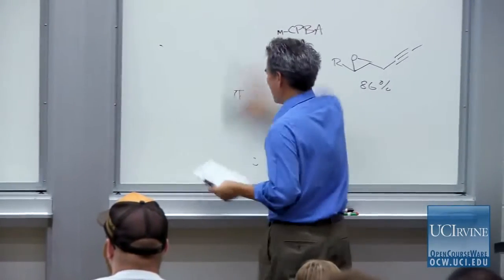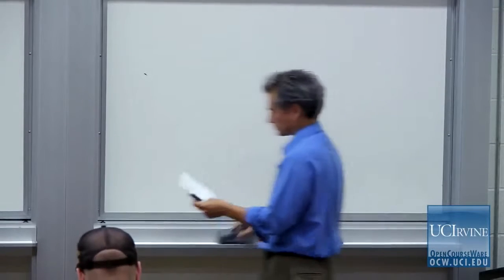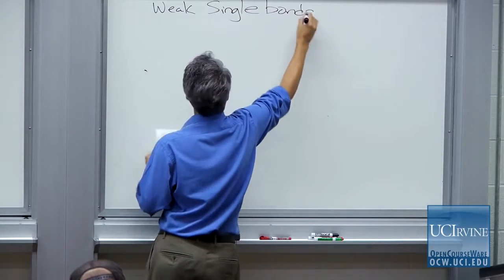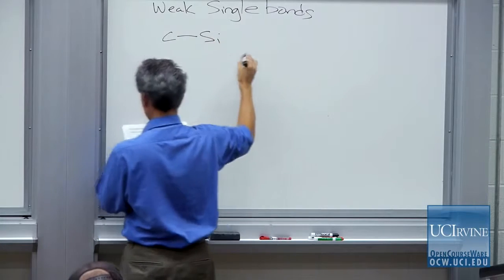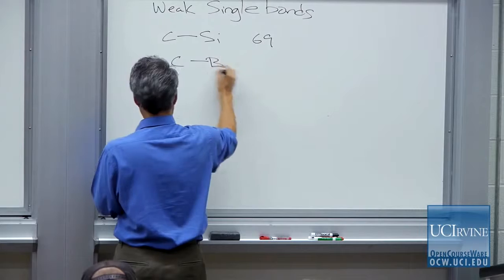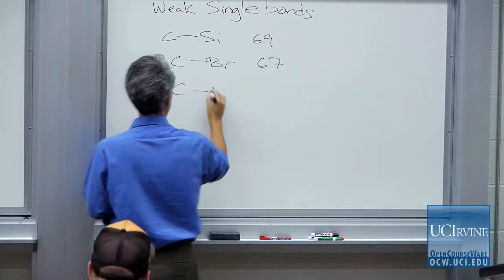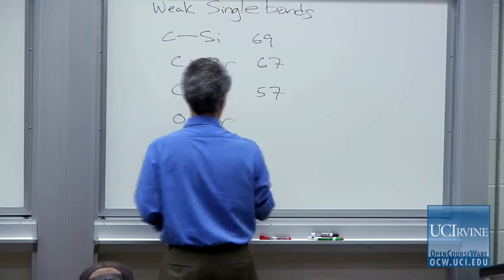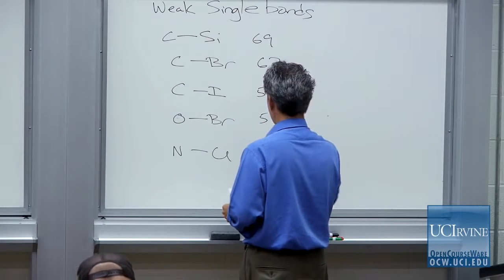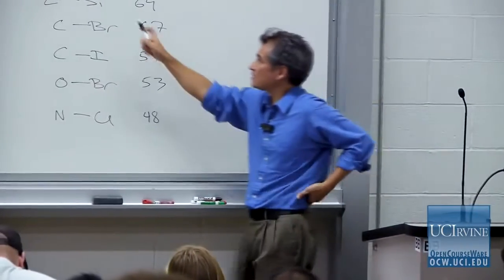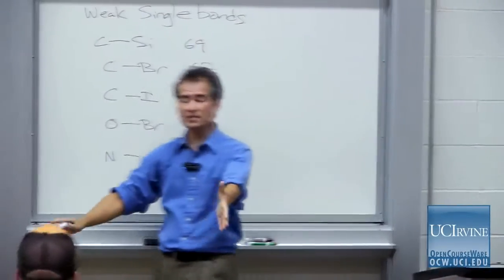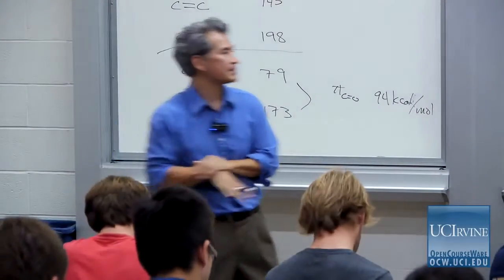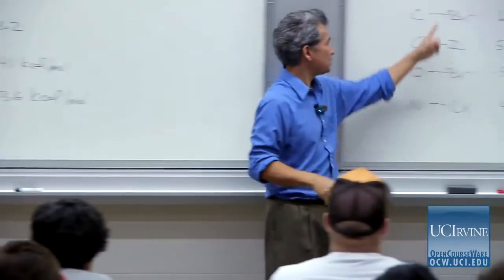Okay, let's take a look at some weak single bonds. Let's keep our focus on single bonds right now. Okay, so carbon-silicon bonds, single bonds tend to be weak. If you have a chance, you'd like to trade a carbon, and I don't have the number here, a carbon-silicon bond for an oxygen-silicon bond, or even better, for a fluorine-silicon bond. That'll be thermodynamically favorable. Look at all these bonds to halogens.